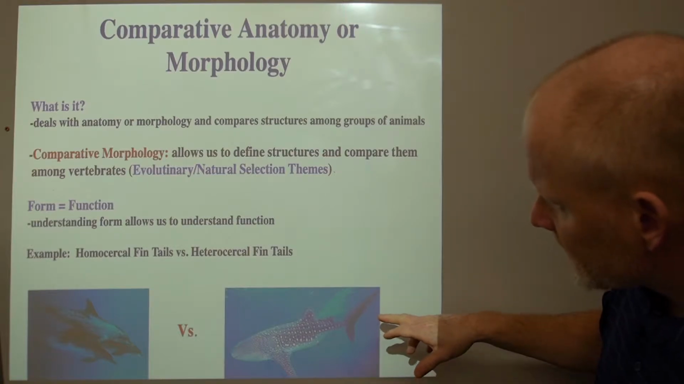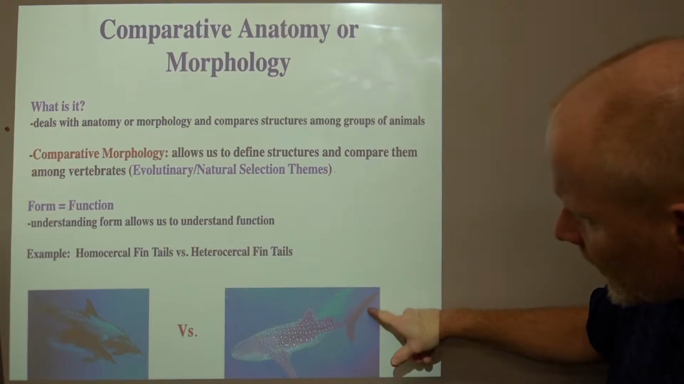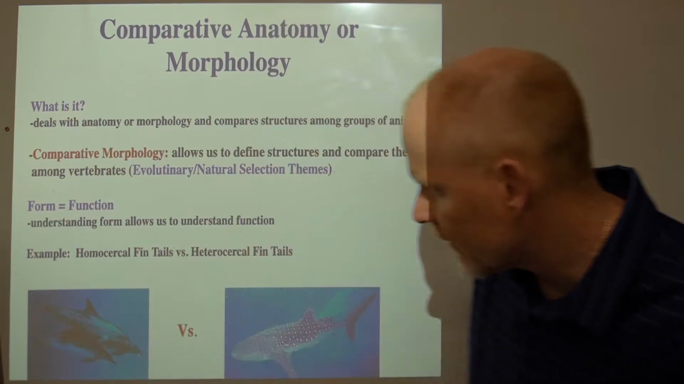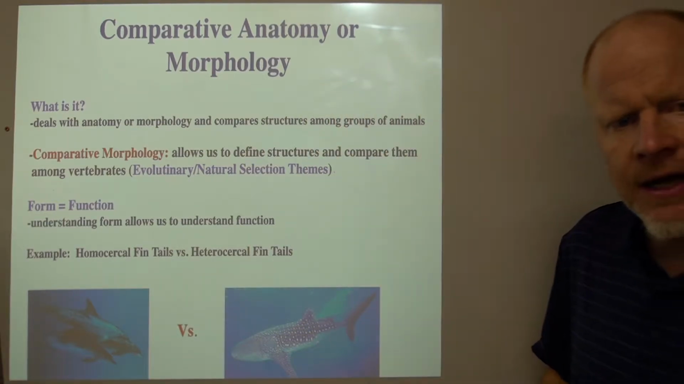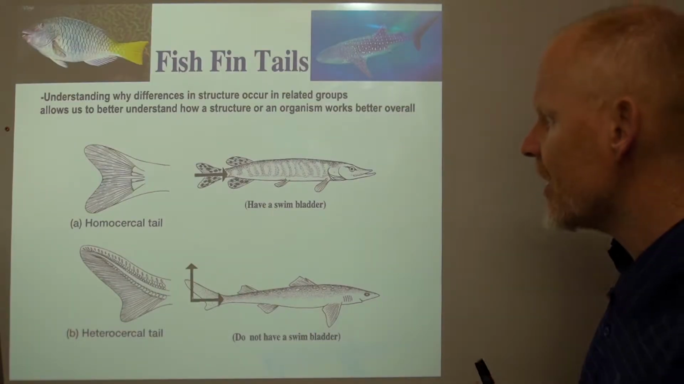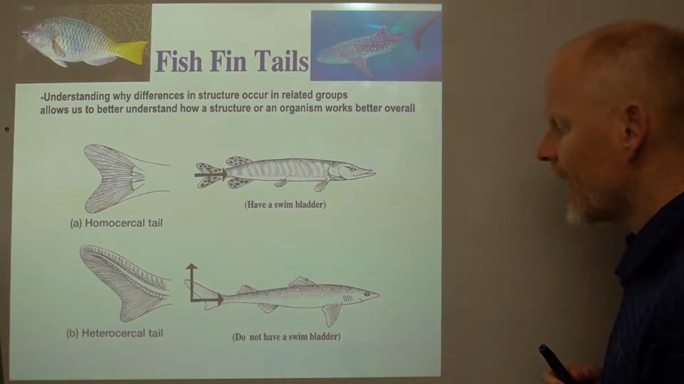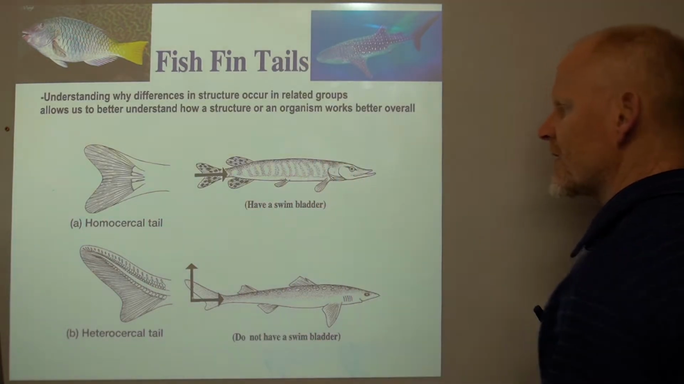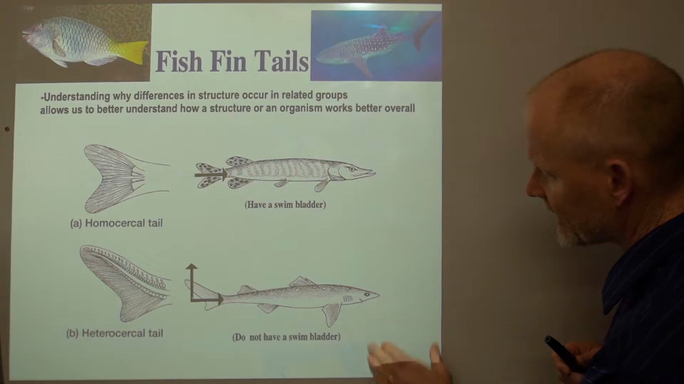Also, if you note, there's a major difference between the tail morphology when you look at dolphins and other fish, and with sharks. And that's what this next slide shows. We have two fish here. We have a bony fish on top, a gar, and we have a shark on the bottom.